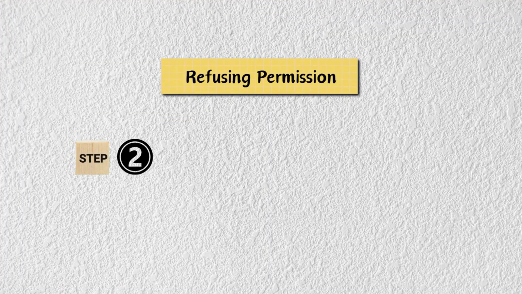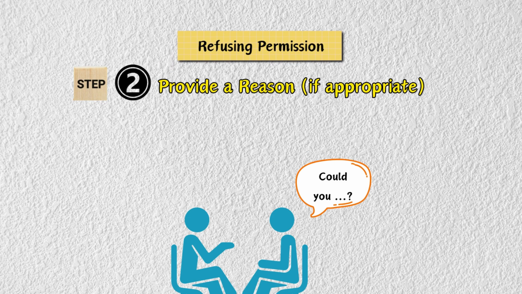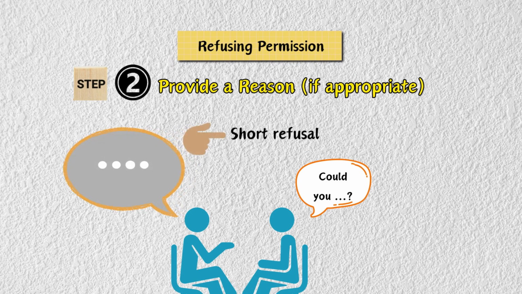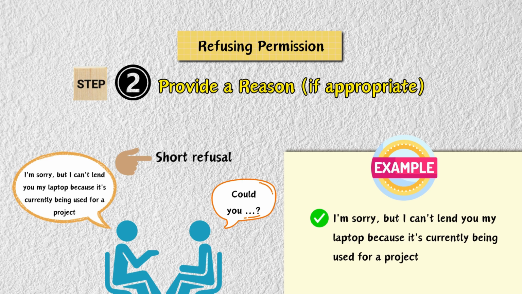Step 2, provide a reason, if appropriate. The next step involves transparency. If comfortable, provide a brief and honest reason for the denial. This adds clarity and helps the requester understand your perspective. For instance, "I'm sorry, but I can't lend you my laptop because it's currently being used for a project."